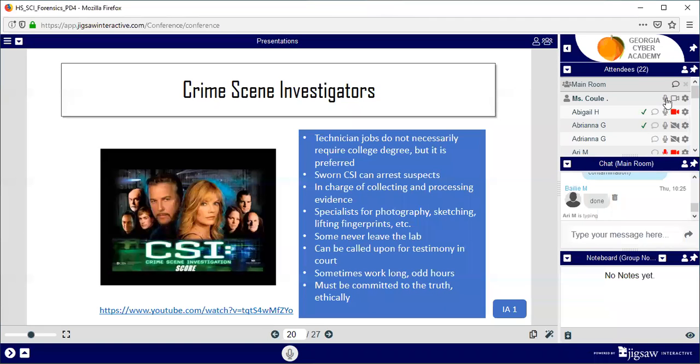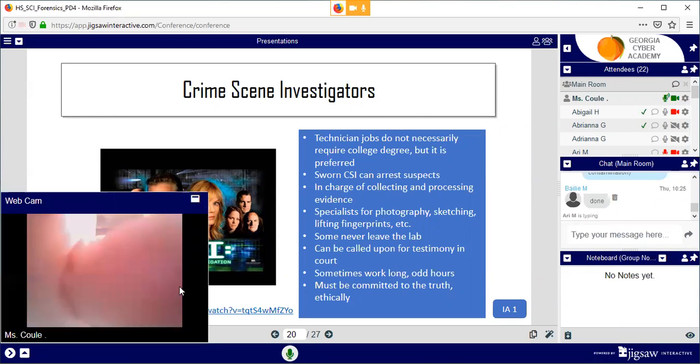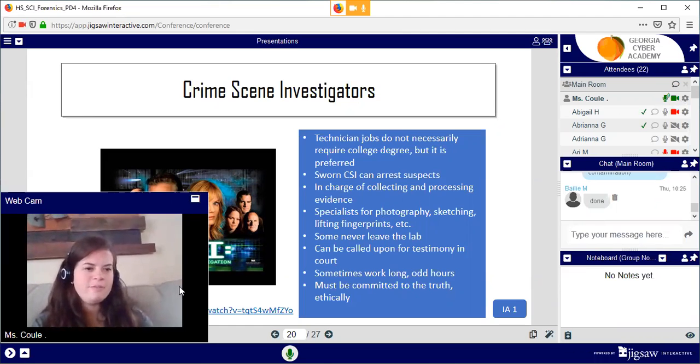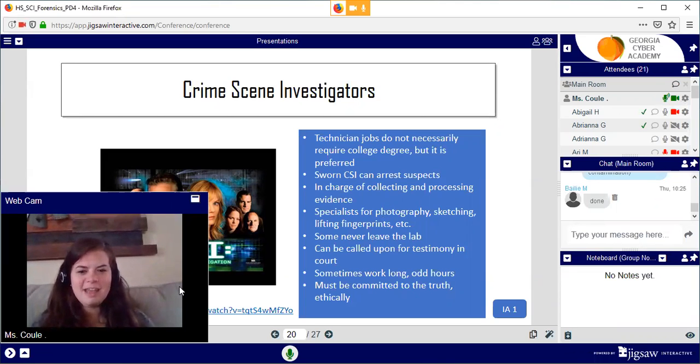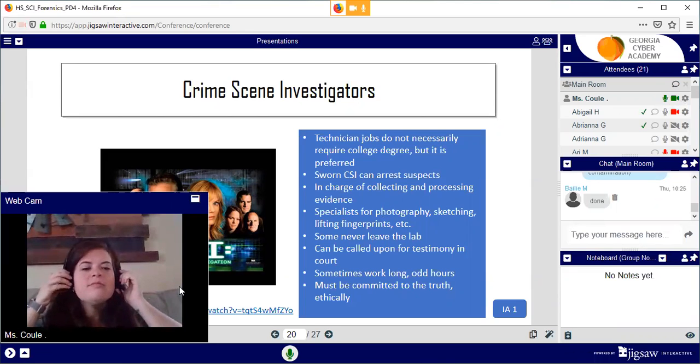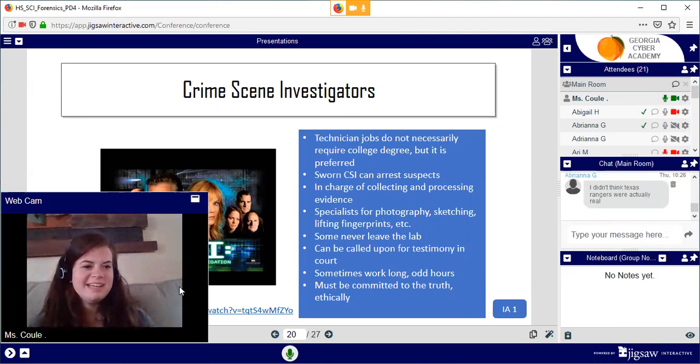Okay, good. Is everybody else done? What'd y'all think about them Texas Rangers and their cowboy hats? What'd y'all think about that? Yeah. Did you? Yeah, they're a real thing.